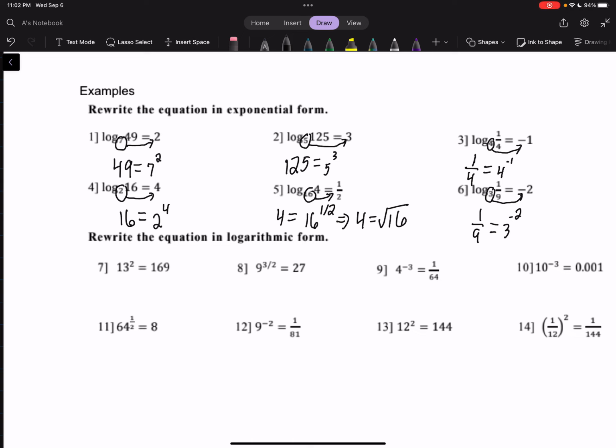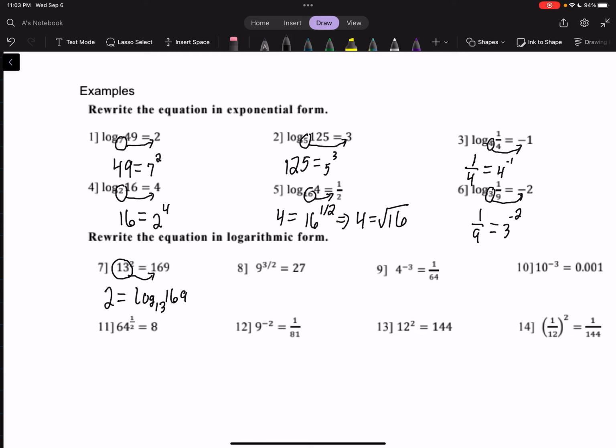All right, rewrite the equation in logarithmic form. This one is just a teeny tiny bit harder, and it's harder for one reason. You have to write the word log. You're going to take your 13, shove it under the 169. So 2 equals the log of 13, that's where you're shoving it, of 169.